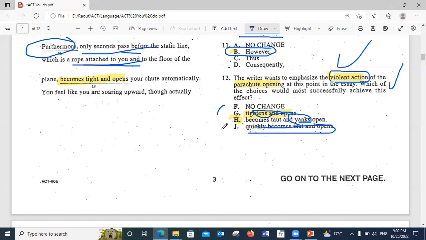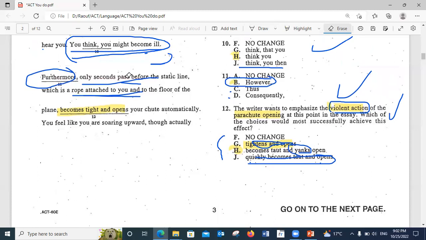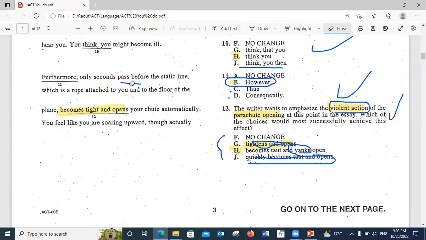Okay, are we clear on 12 now? Yusuf, for 11, Habibi, we said many times before that we need to understand the relationship between the two sentences: the sentence before the linking word and the sentence after the linking word.